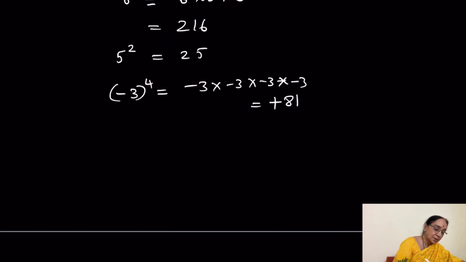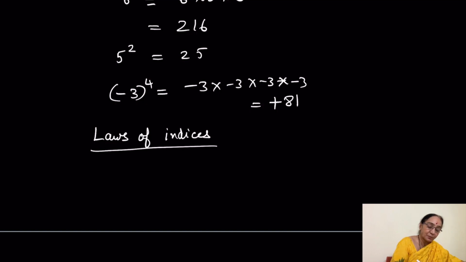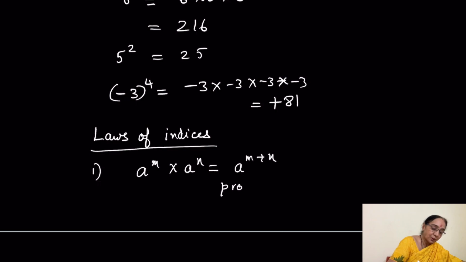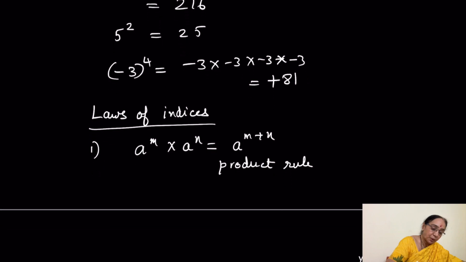Now there are laws which you have to follow. They are called the laws of indices, which you have to strictly follow when you work with exponential numbers, exponents or indices. So we call them laws of exponents or laws of indices. The first one is a raised to m into a raised to n is a raised to m plus n. I call this a product rule because we are multiplying two exponents with the same base.